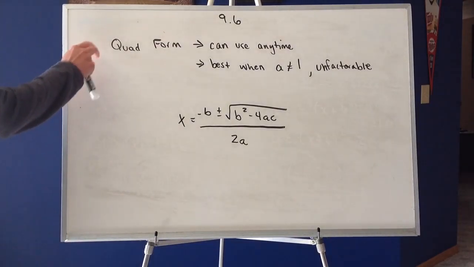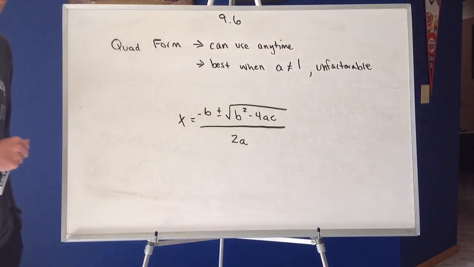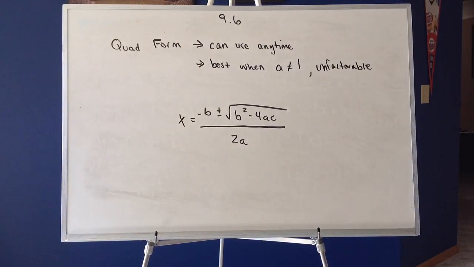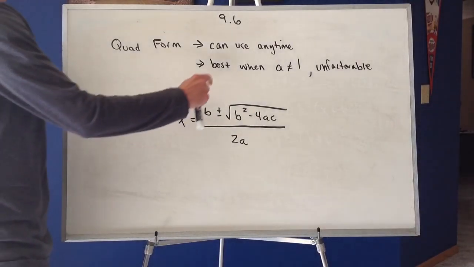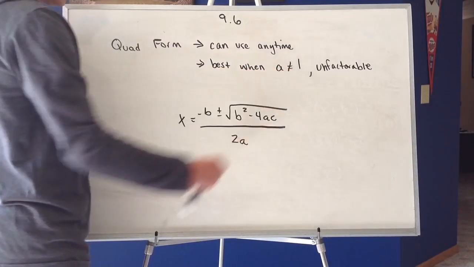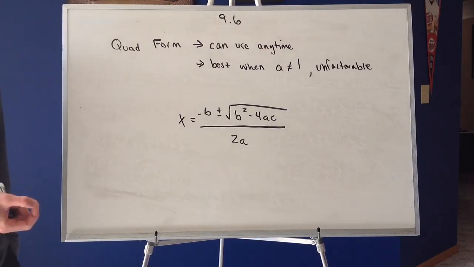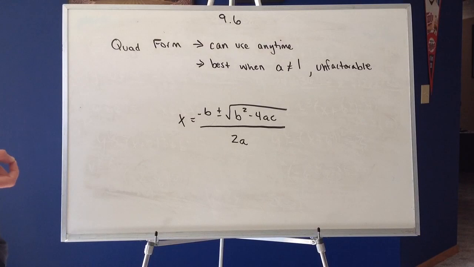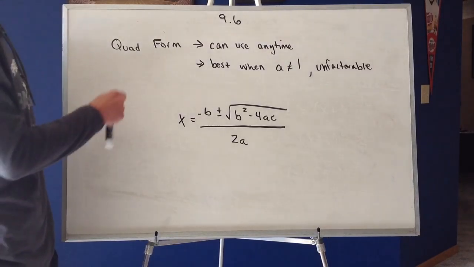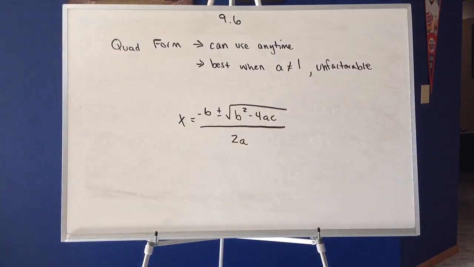Okay, the quadratic formula can be used anytime. You really could use it for any problem. However, it's not always the most efficient way to do the problems. It's best when your A is not 1 and it's not factorable, because really factoring should be quicker. Completing the square, if you get it down pretty well, can be pretty quick as well. But then we've got the quadratic formula. Pretty much it's going to be done in the calculator once you get the pieces in the right spots.